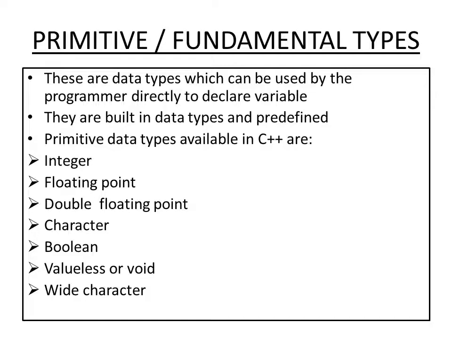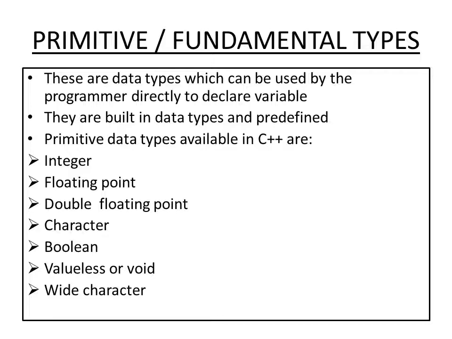Fundamental data types, also known as primary data types, are data types that are used by the programmer directly to declare variables. Some of the keywords are used as data types here. Those are the fundamental data types and they are used directly by the programmer in the compiler. As I said before, these are keywords, so they are predefined. And these are the primitive data types that are available in C++.